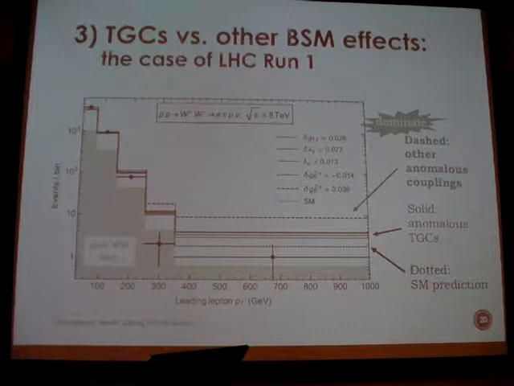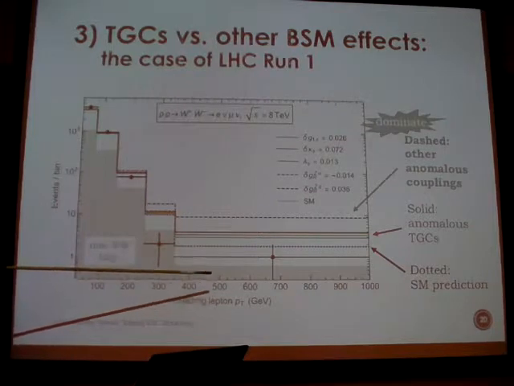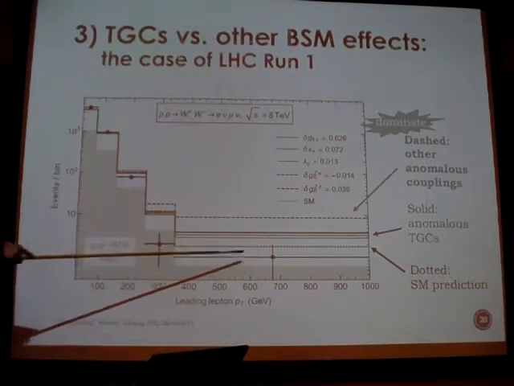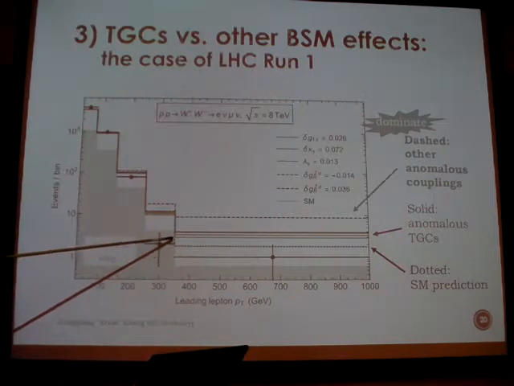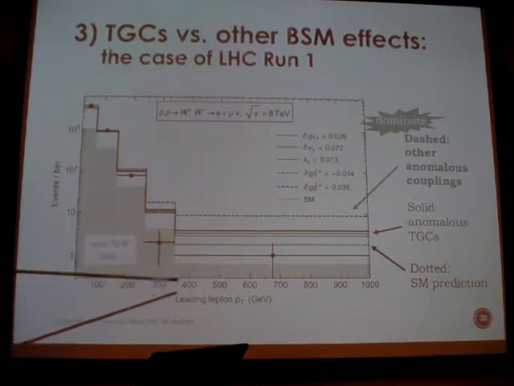All right, now let's move on to the case of the LHC, and this is the leading pT distribution and the experimental data with error bars and Standard Model predictions, the dotted lines. These are all taken from the ATLAS paper.